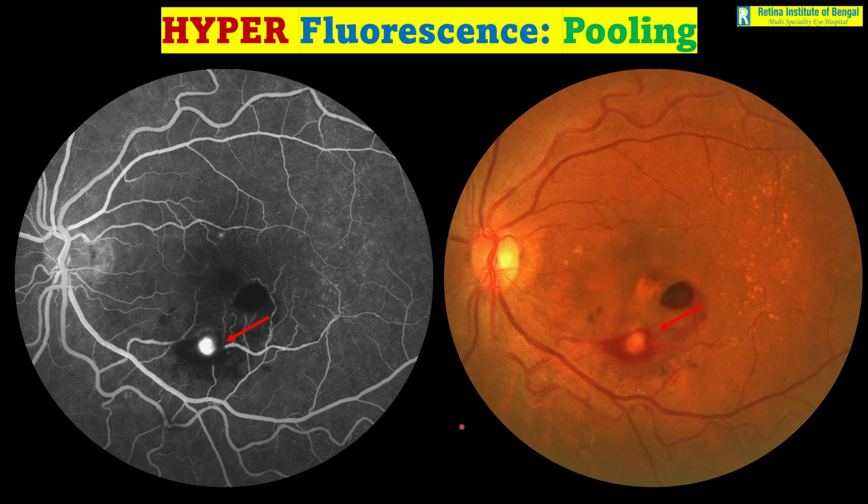So here what will happen is the intensity of hyperfluorescence will increase, but the area of hyperfluorescence will not increase. It is not leaking out. So the margin will be sharp. So this is pooling. And in leak, as I said, the hyperfluorescence intensity will also increase, and the area of the hyperfluorescence will also increase.